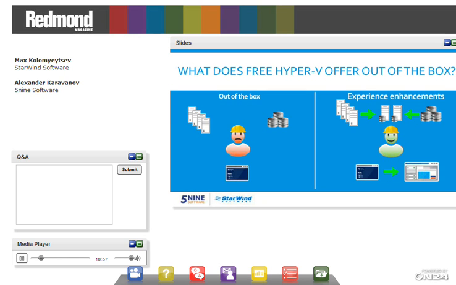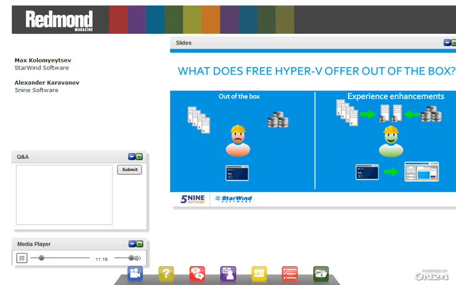And 5.9 gives us the ability to manage that cluster so much easier and more effectively. But Alex will tell you more about that, I'm sure. Absolutely. Indeed, with 5.9, you can perform very easy management locally, even on core Hyper-V servers.